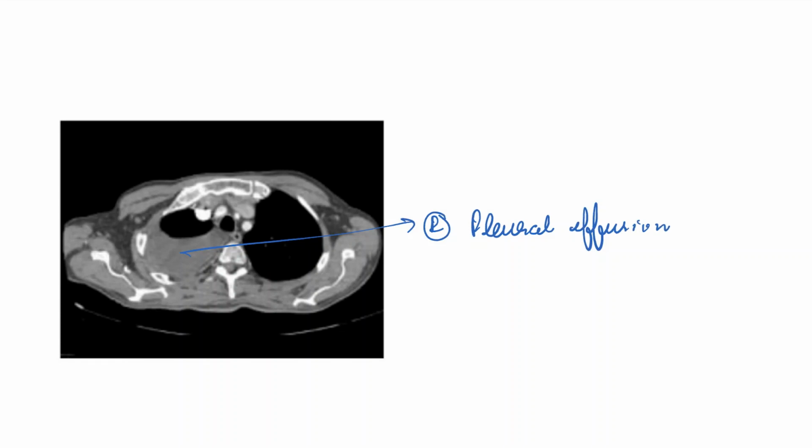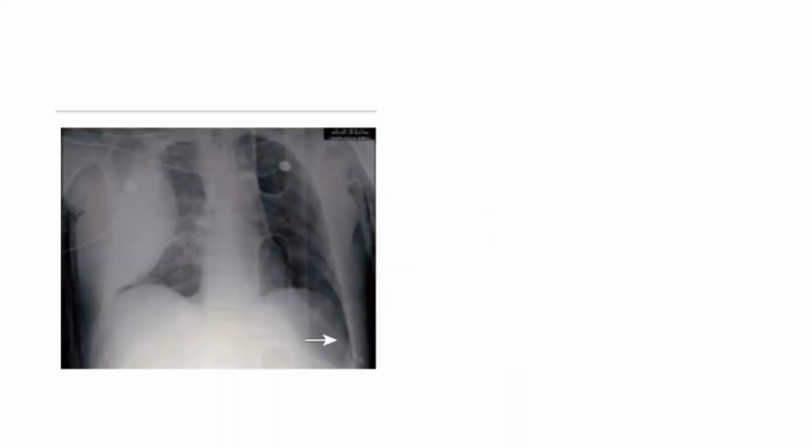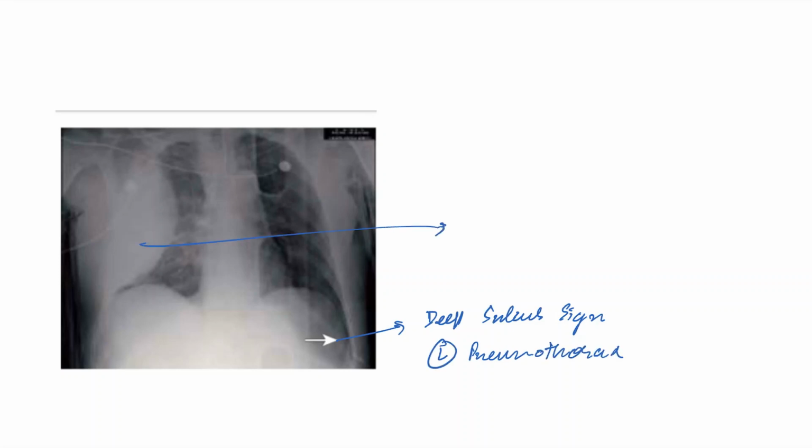Now, this chest X-ray shows deep sulcus sign. This is seen in case of pneumothorax. So this is a case of left pneumothorax. Also there is right hemothorax. This shows right hemothorax and left pneumothorax.